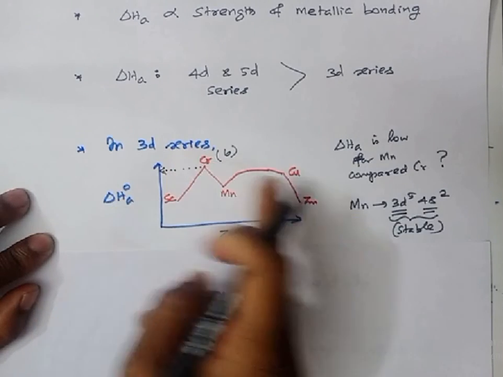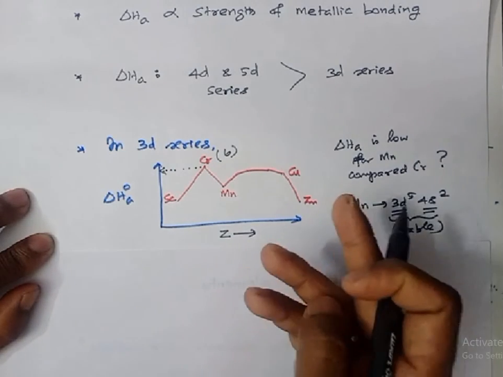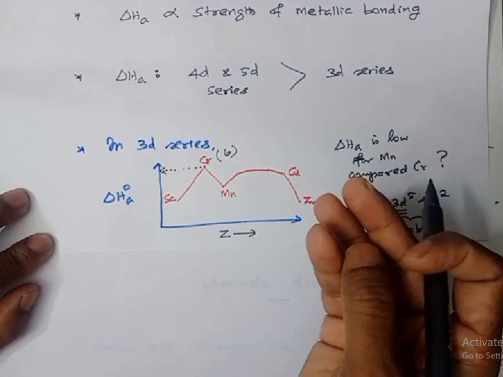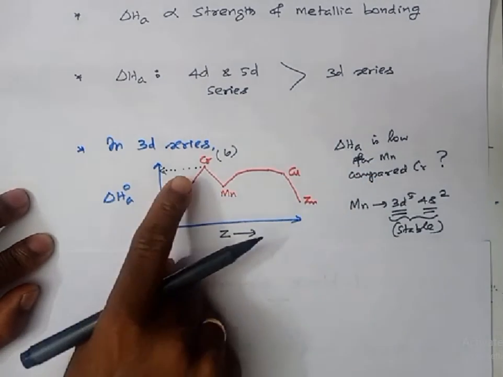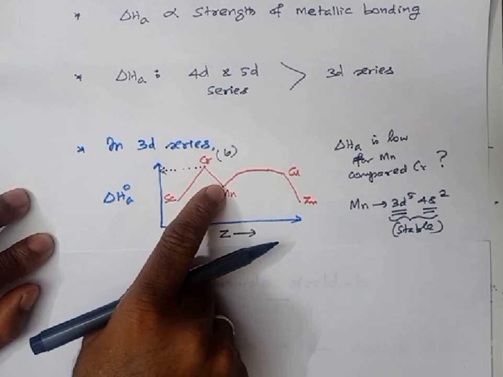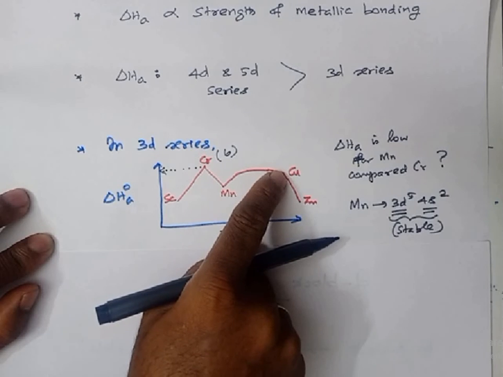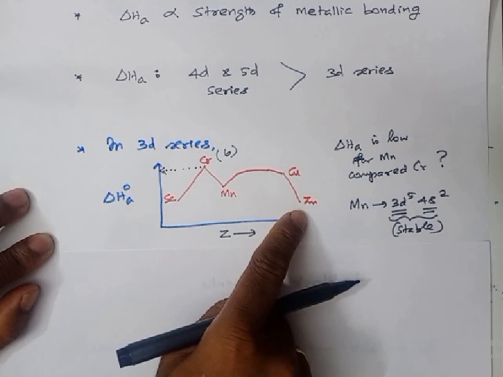So, since metallic bonding is weak, enthalpy of atomization, or converting solid metal to gaseous metal atom, is easier. So enthalpy of atomization decreases suddenly. After that, it keeps on increasing, right? And after copper, there is a sudden drop.